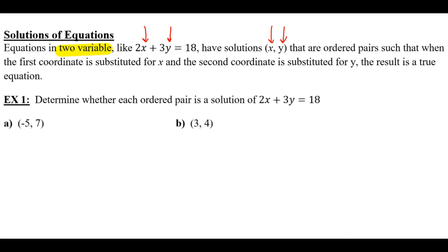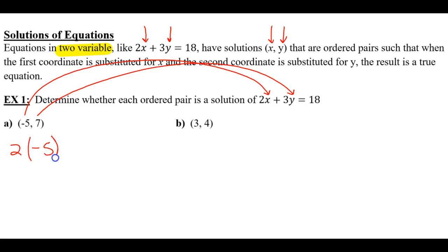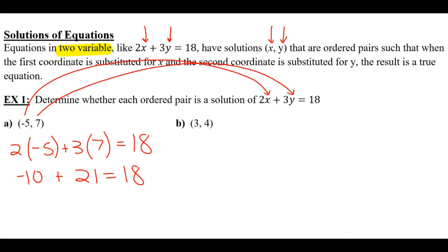So what we're going to do, we're going to take the first value and plug it in for x, and then take the second value, that's the y value, and plug it in for y, and see if the equation is true. So let's start off with 2 times, now I'm plugging in my x value of -5, plus 3 times, plugging in 7 for y, equals 18. A little substitution there, bless you. So when we multiply this out, we get -10 plus 3 times 7 is 21 equals 18.